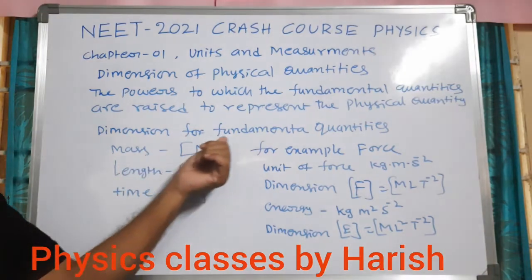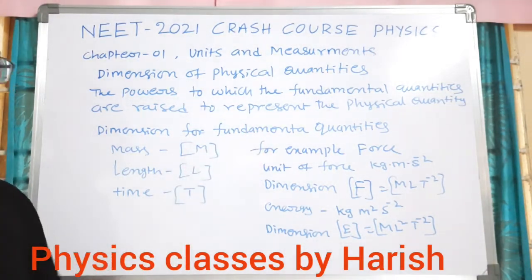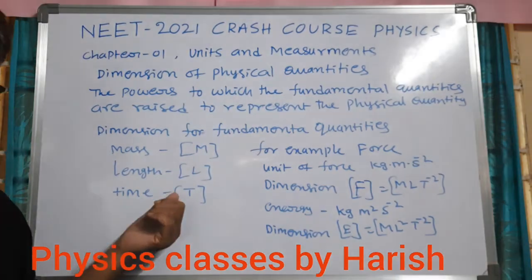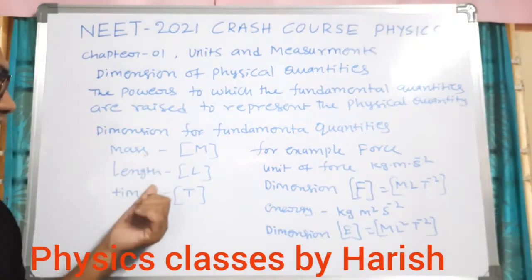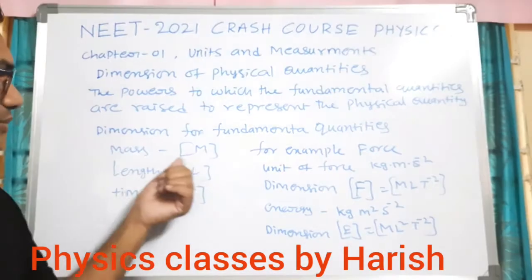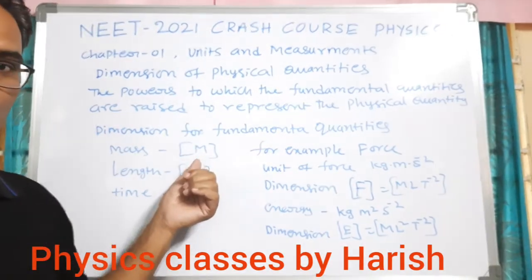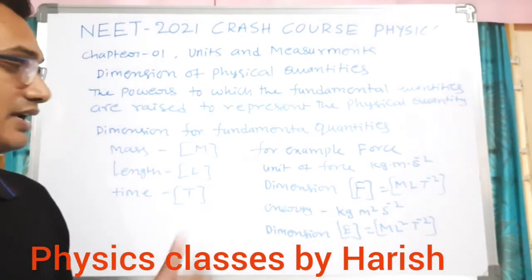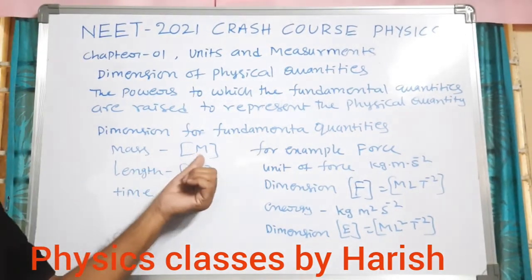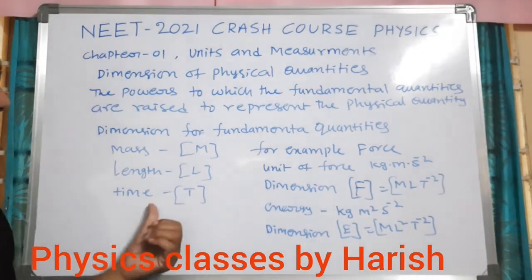For the fundamental quantities in mechanics, we have mass, length and time. The dimension of mass is capital M. The dimensional formula we always have to write in square brackets with capital letters. So mass is M, length is L and time is T.